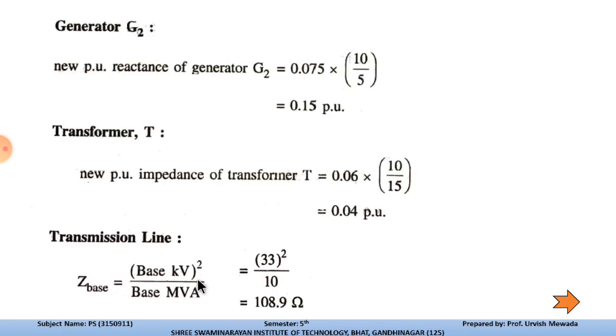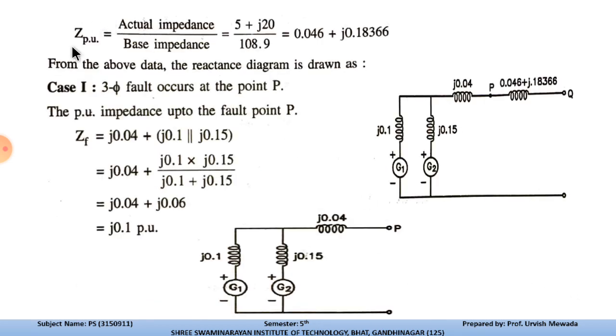So by putting this value, we will have the value of Z base, that is 108.9 ohm. So this is how we can calculate all the impedances and reactances of the system. Now Z pu is equal to actual impedance divided by base impedance.